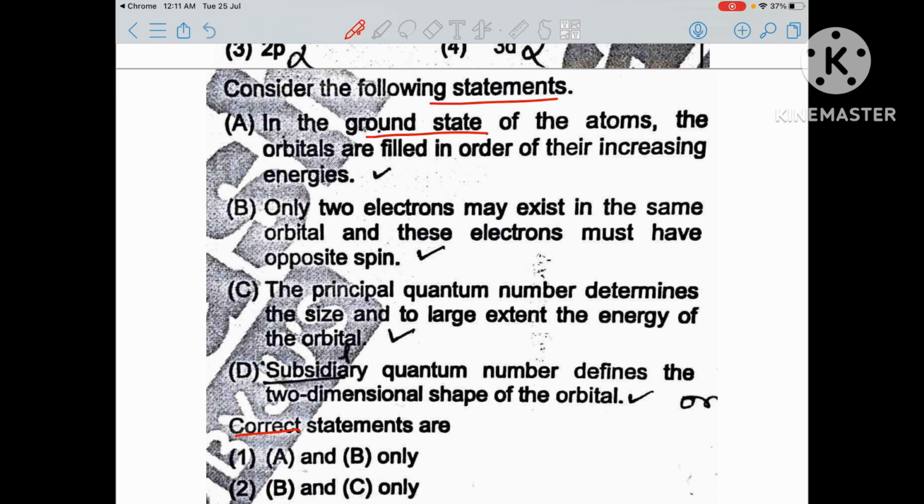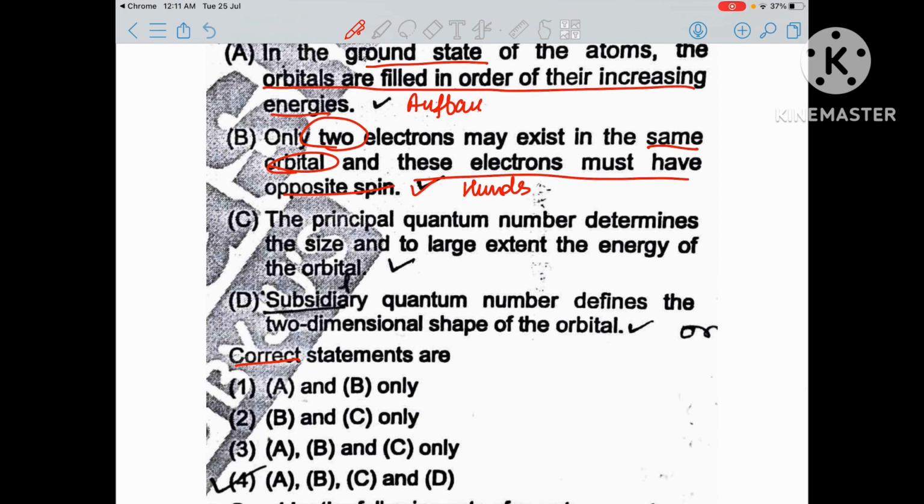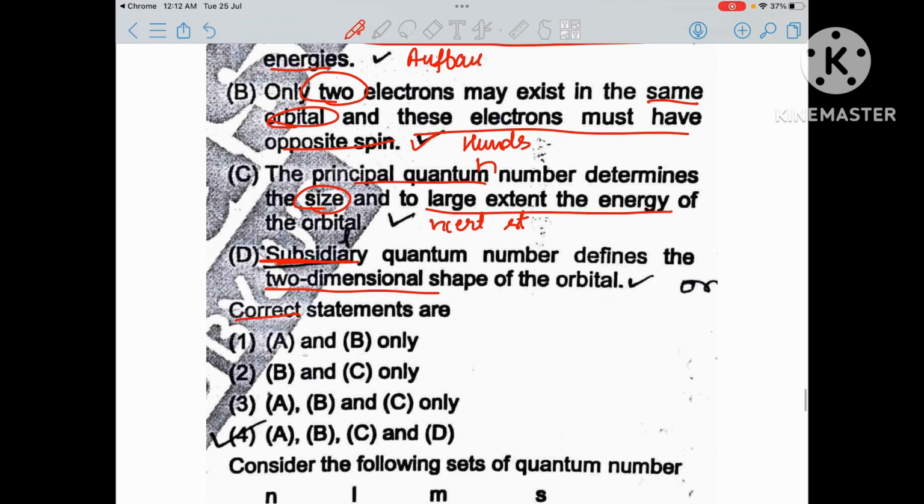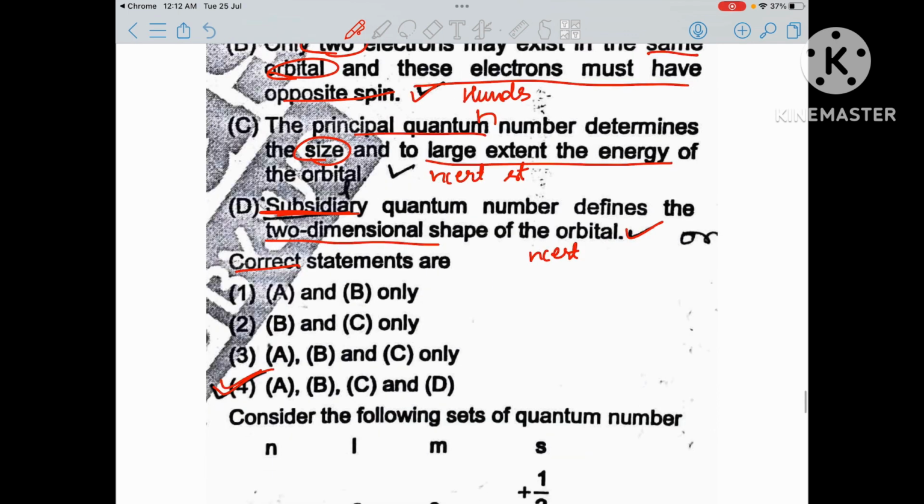In the ground state of the atom, the orbitals are filled in according to the increasing energies. Yes, Aufbau's rule. Only two electrons may exist in the same orbital, and these electrons must have opposite spin. Correct. Hund's rule. See how he is playing with the statements. The principal quantum number n determines the size and to a large extent energy. NCERT statement. Right? Subsidiary quantum number defines the three-dimensional shape of the orbital. Correct. Absolutely NCERT statement. Right? So all A, B, C, D are correct.